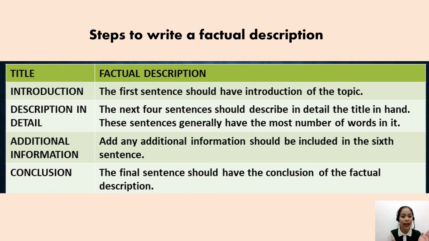Any additional information should be included in the sixth sentence. So you're done with your four sentences for your description in detail. You can add another sentence for your additional information. Make sure you focus on your title or subject. The last one will be your conclusion. To end your paragraph, the final sentence should have the conclusion of the factual description. Alright?